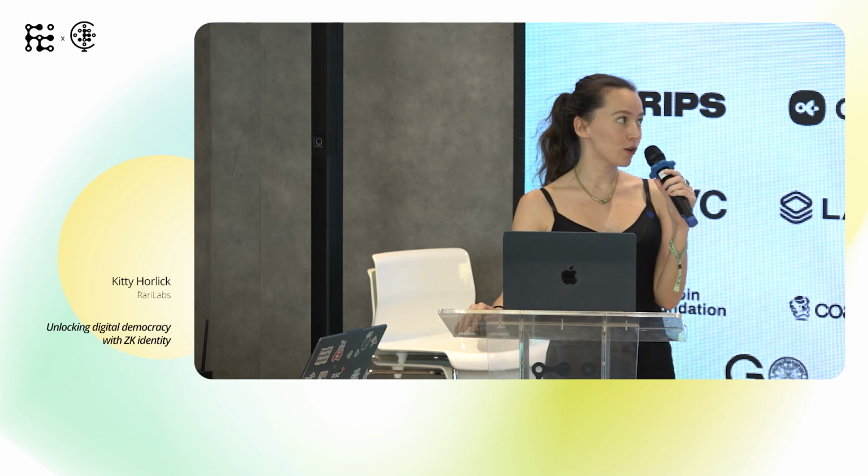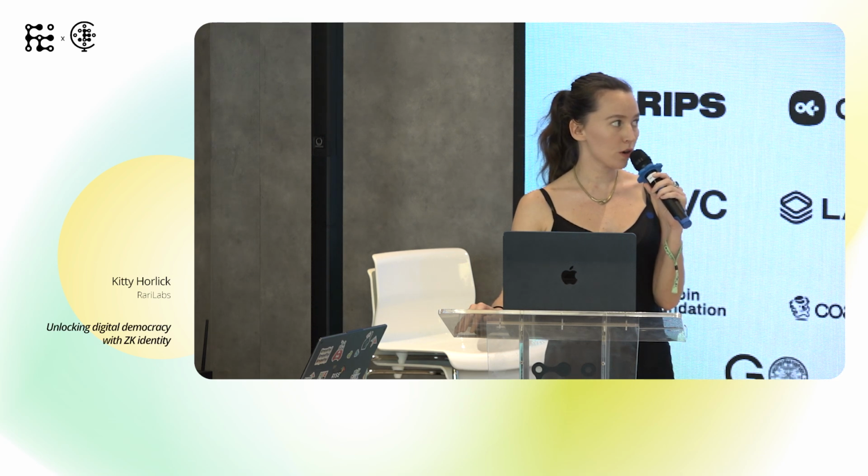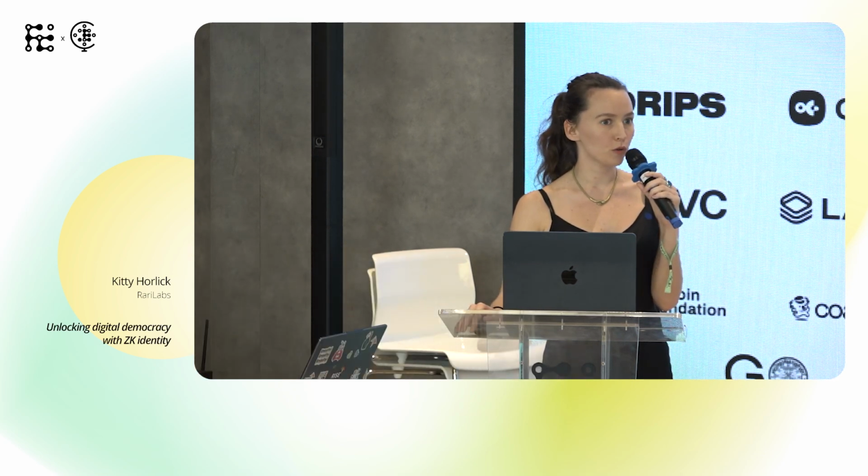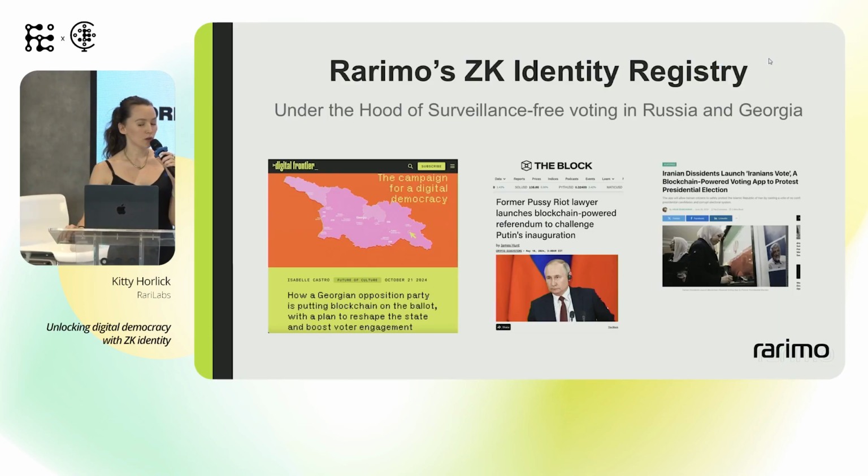And RariMo Protocol is a ZK identity protocol that allows you to not only make your identities private and verifiable, but also your social graph. So to give an idea of the kind of tech that this unlocks, the thing that we're best known for is our surveillance-free voting tool, Freedom Tool.